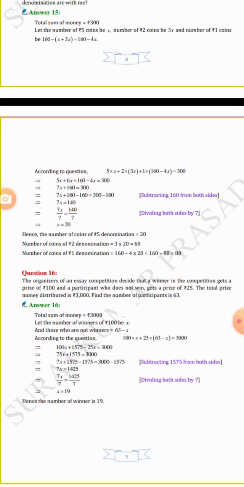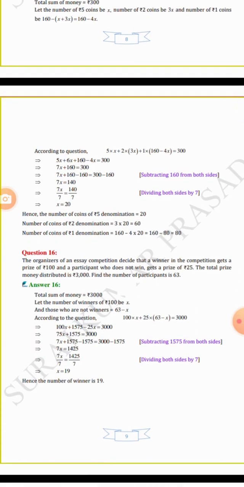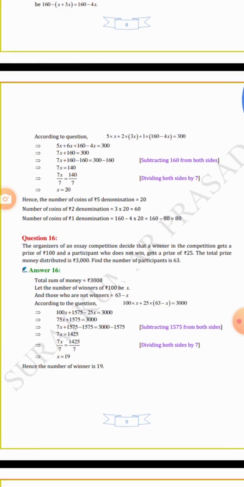According to the question, 5 into x plus 2 into 3x plus 1 into 160 minus 4x is equal to 300. Then we get 5x plus 6x plus 160 minus 4x is equal to 300. Then we get 7x plus 160 is equal to 300. Then by subtracting 160 on both sides, we get 7x is equal to 300 minus 160. Then 7x is equal to 140. 7x by 7 is equal to 140 by 7. Then the value of x is 20.